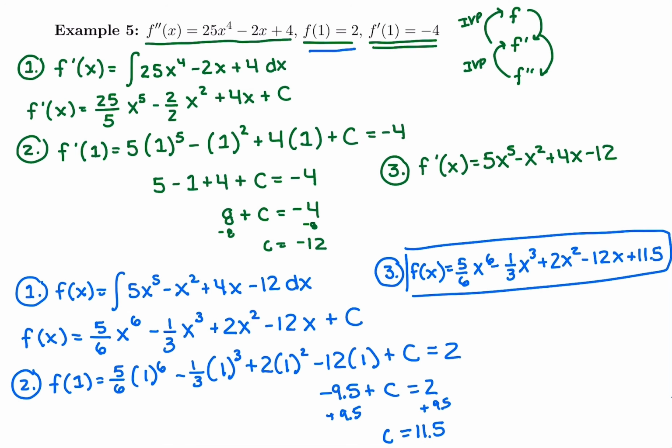So if you're working from f double prime all the way back to f, it is the same 3 steps. You just have to do it twice instead of once.